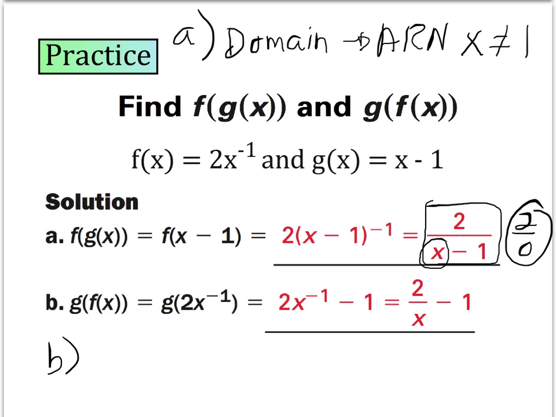Okay, for b, you should have got 2 over x minus 1, and our domain is what are the input values we can have for x. Well, x just can't be 0. Any other value works here.